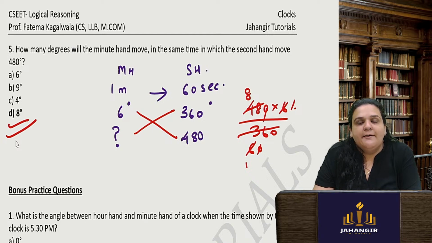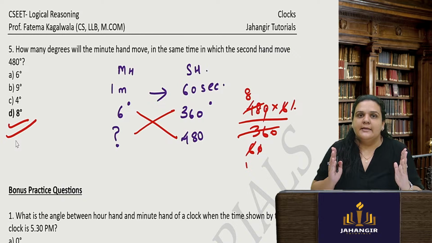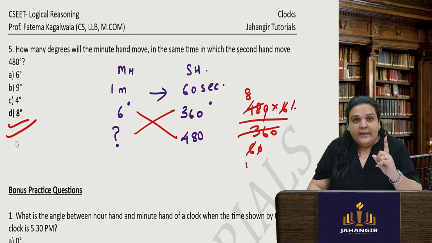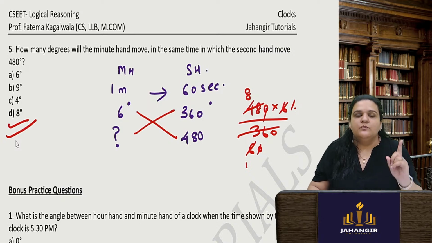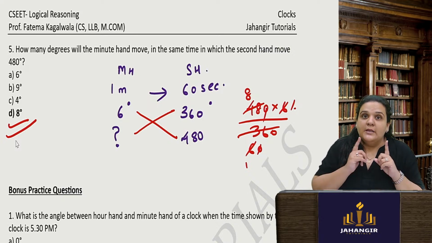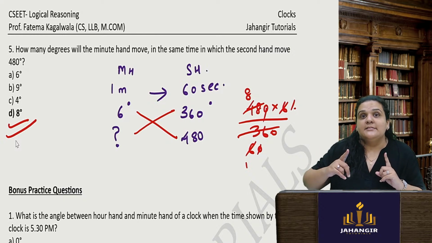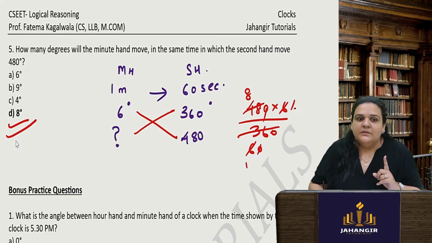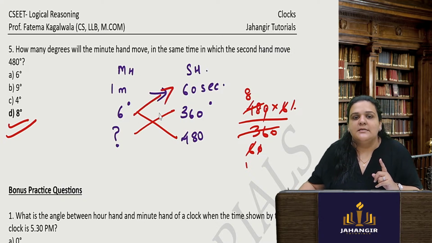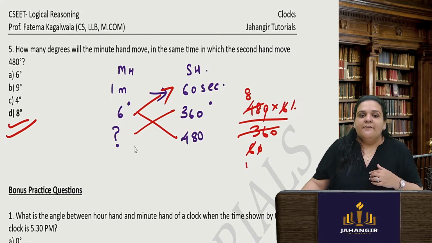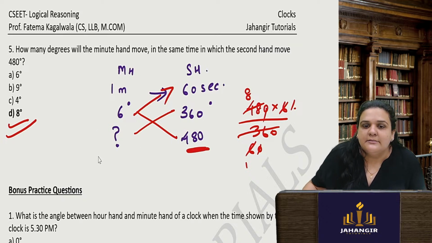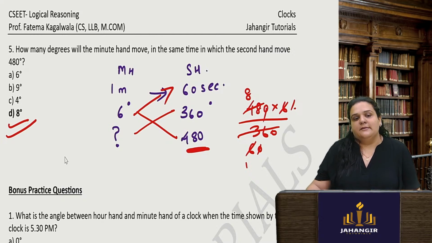First I established the relationship between the minute hand and the second hand. I know 1 minute is equal to 60 seconds, and in 1 minute the minute hand moves only 6 degrees. In 1 minute the second hand is going to move the whole circle, 360 degrees, or 6 into 60. Therefore, they have given me 480 degrees for the second hand, so I can find the minute hand. It is going to be 8 degrees.